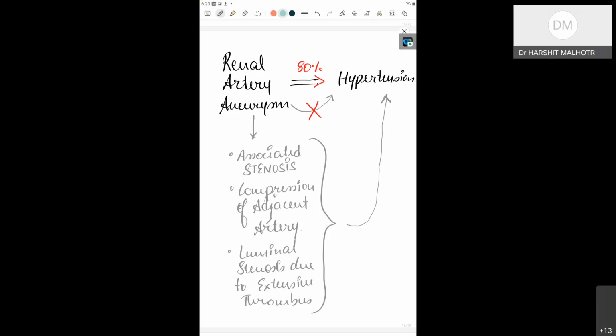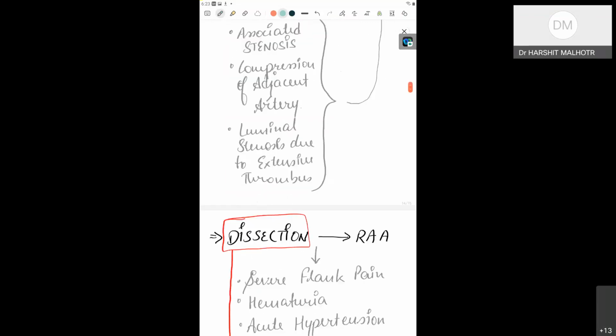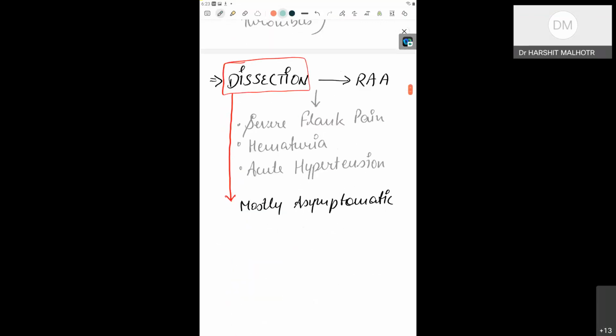This will help us further when we discuss the management. Now, in a case when there is a dissection, as I told, in cases of atherosclerosis, there are spontaneous dissections which are possible, leading to renal artery aneurysm because of weakening of the wall. There is severe flank pain, hematuria, and acute onset hypertension. Though dissections are mostly asymptomatic, a person being worked up for these symptoms is sometimes found to have a dissection which has resulted in a renal artery aneurysm.